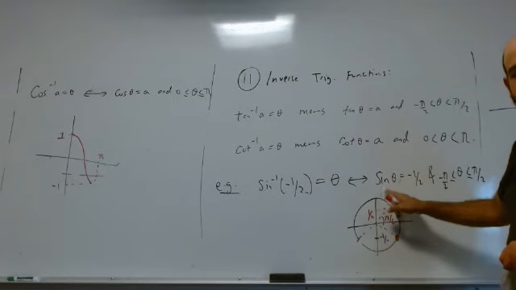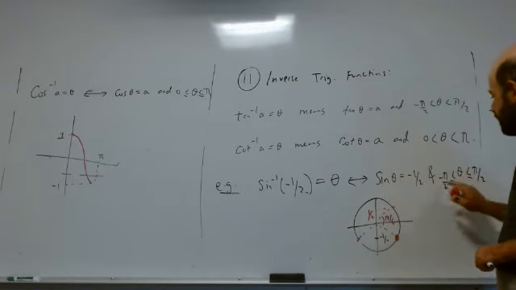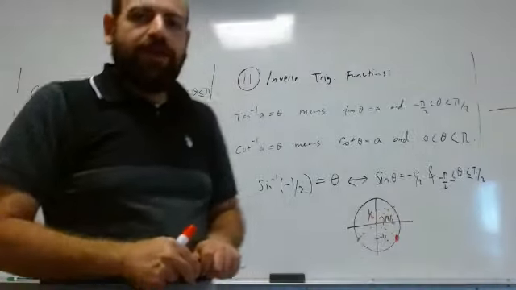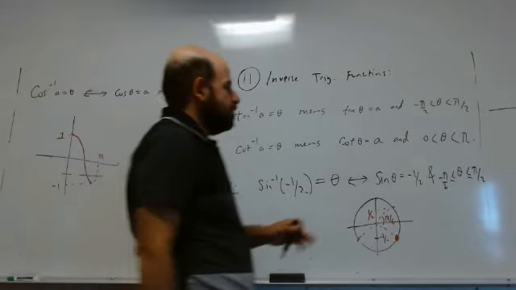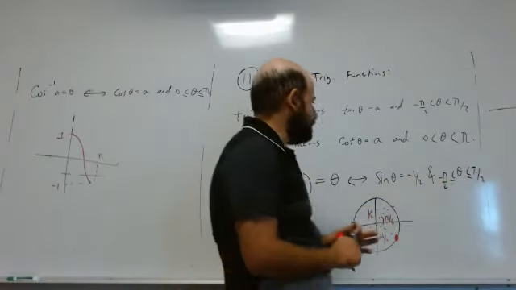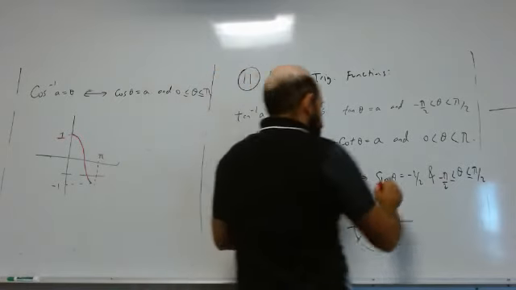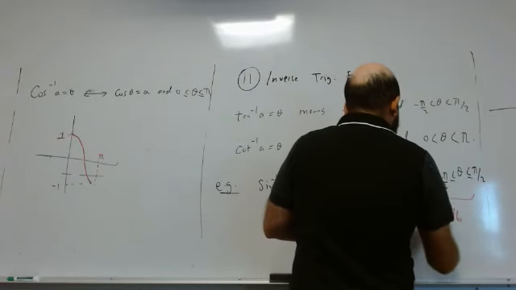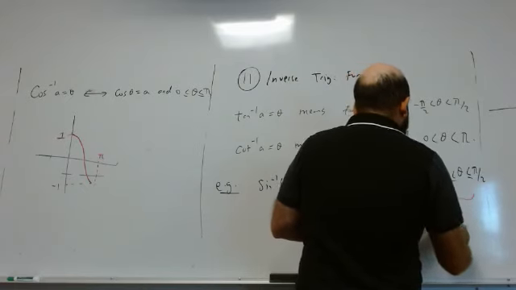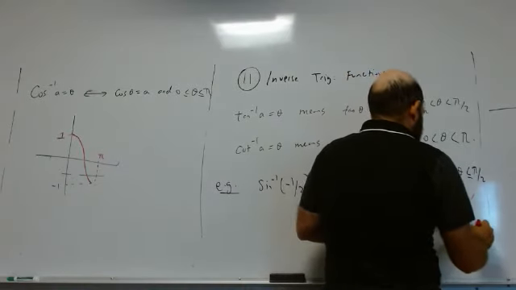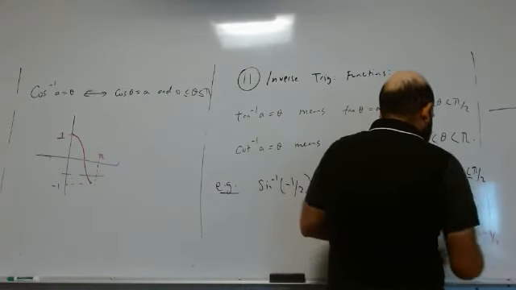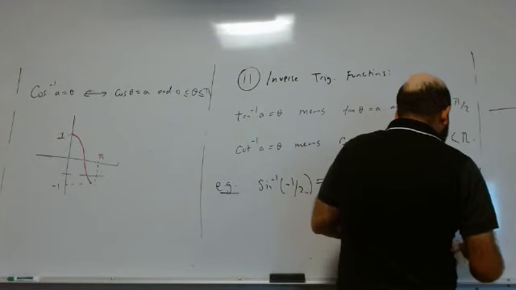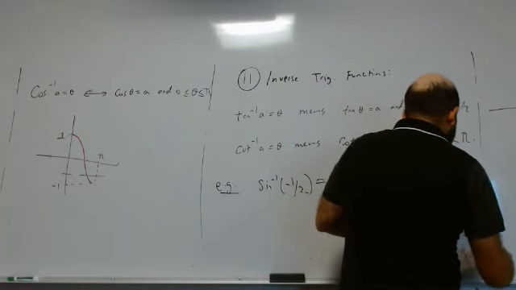So there are many angles with this property, but only one of them is between minus pi over 2 to pi over 2 and has this property. And that is the value of sine inverse. So which angle? Basically minus pi over 6. Theta equals minus pi over 6 satisfies sine theta equals minus 1/2, and theta between minus pi over 2 to pi over 2.